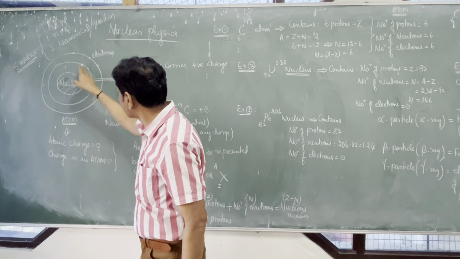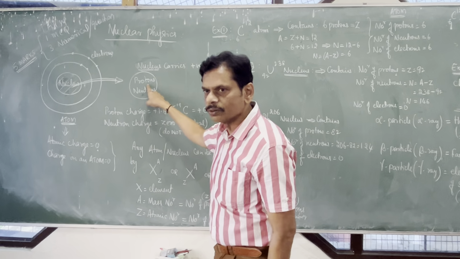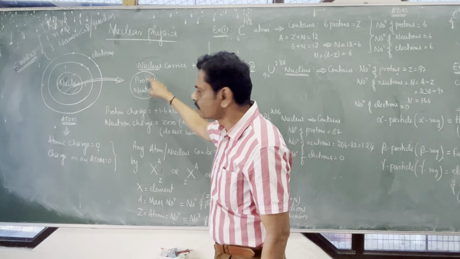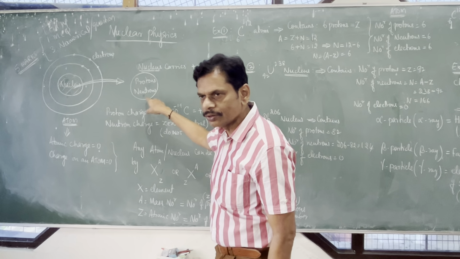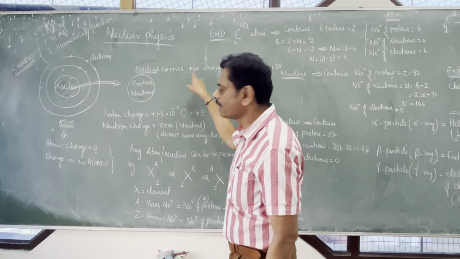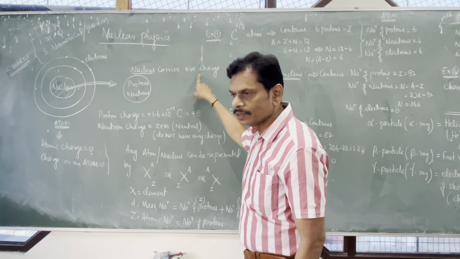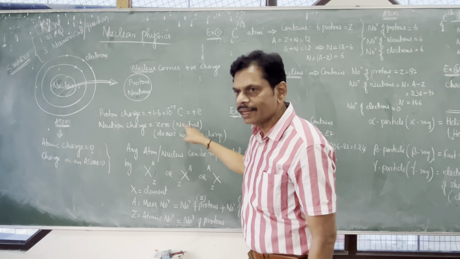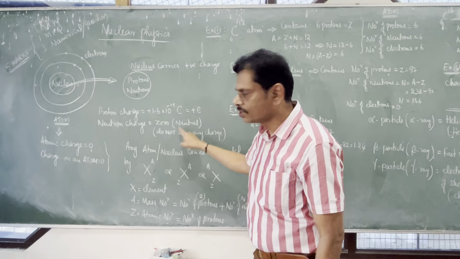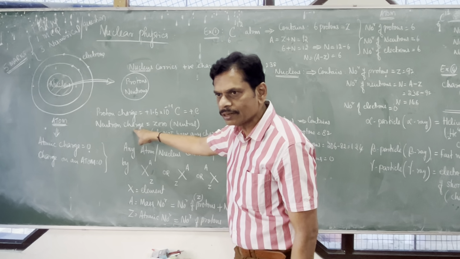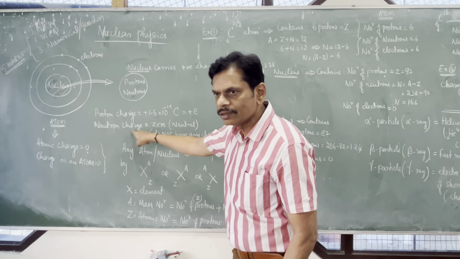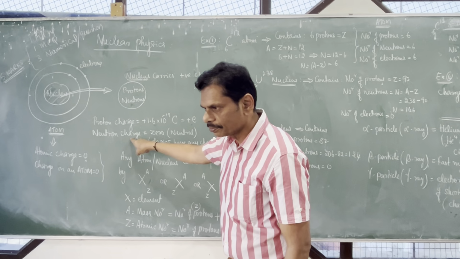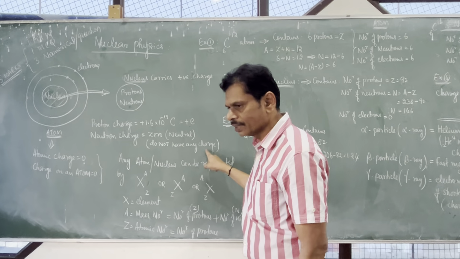In an atom, we can remove the electrons, and we get the nucleus. The nucleus contains protons and neutrons. Protons carry the positive charge, whereas neutrons do not carry any charge. Charge is not carried by the neutron. Neutron is a neutral particle. It does not carry any charge.